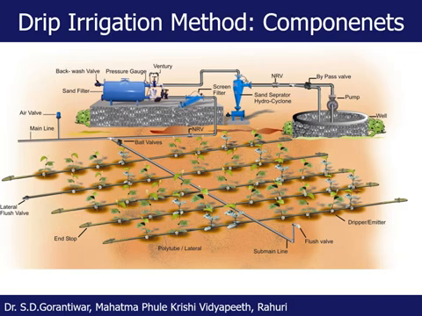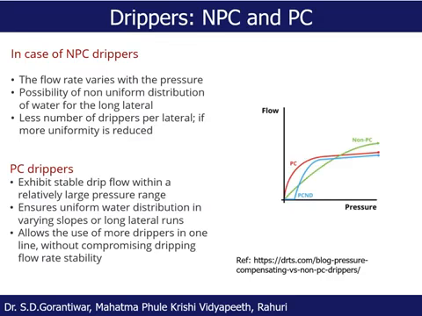But if we want a uniformity efficiency of 100%, or if we want to keep the length of the lateral more for precise irrigation, then we can go for the pressure compensating emitter, in which even if the pressure varies in a certain range, the discharge remains constant. That is its characteristic as well. So for example, here there is pressure on the x-axis and flow on the y-axis. This is the NPC kind of emitter. You see here, as pressure increases, flow increases.